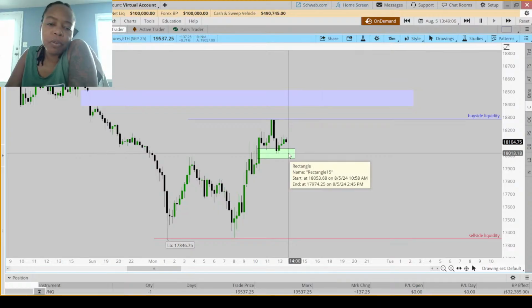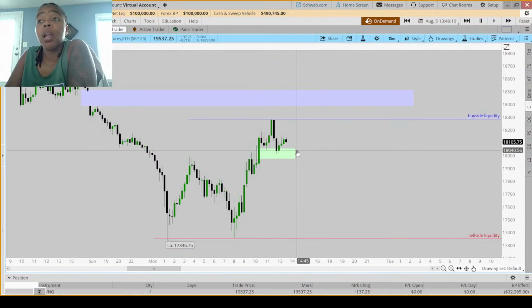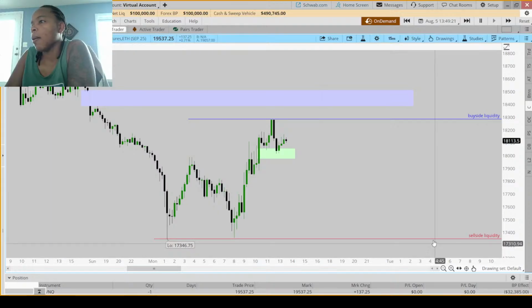So my preference for a short is for them to take the high out and then give me a shift. For a long, since we've been just pushing up since 8:30, I would like to see them take this low out right here.